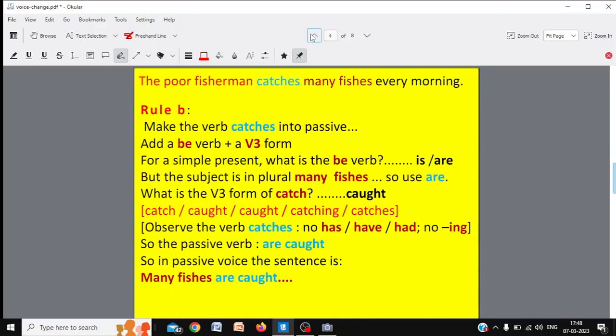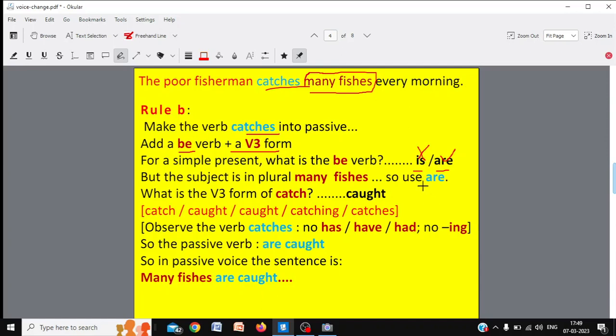Now rule B, make the verb catches into passive. How? Add a be verb and a V3 form of the verb. For the simple present, the be verb is either is or are. For past tense, it would be was or were, but here we have a simple present, so is or are. But we have fishes, so we use are. If we had singular, we would use is, but we have plural, so we use are.